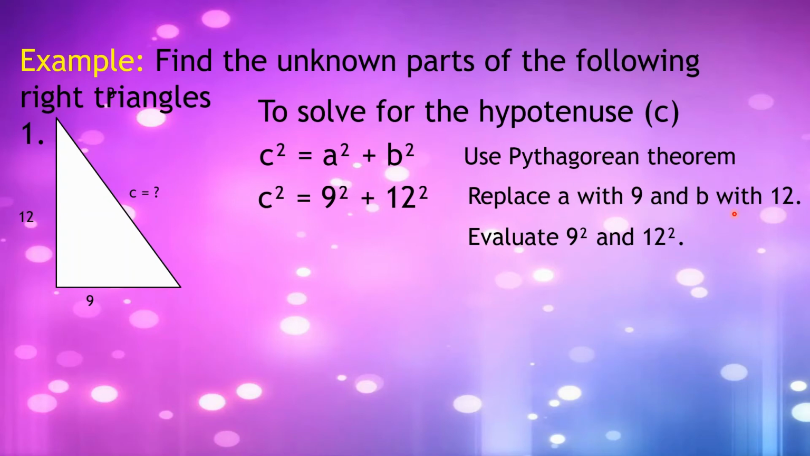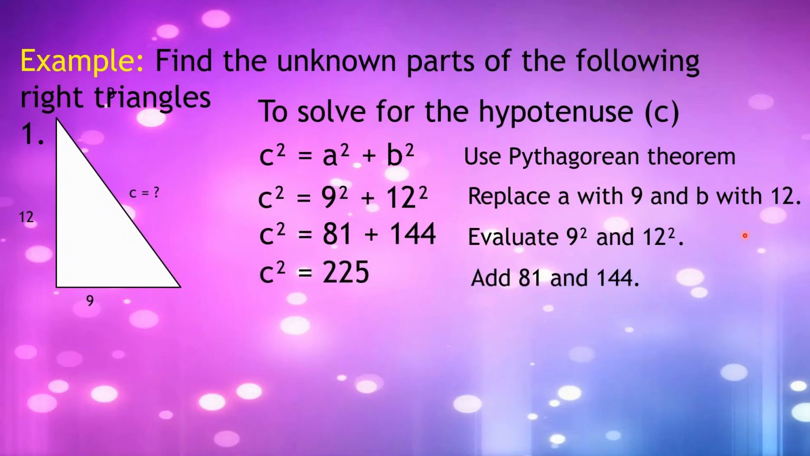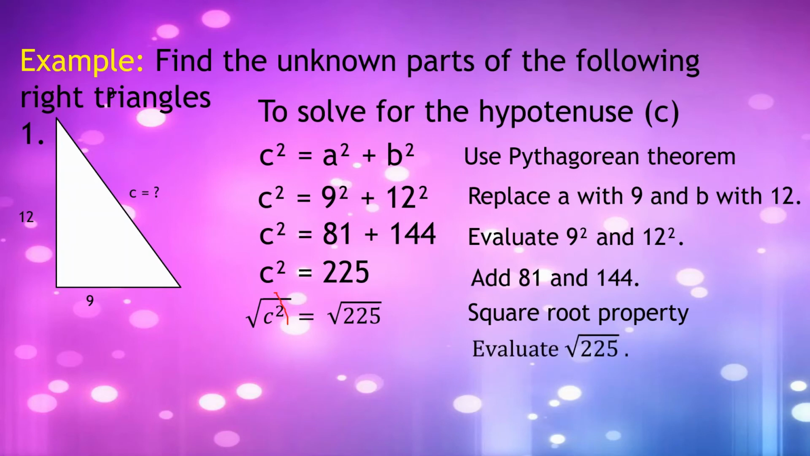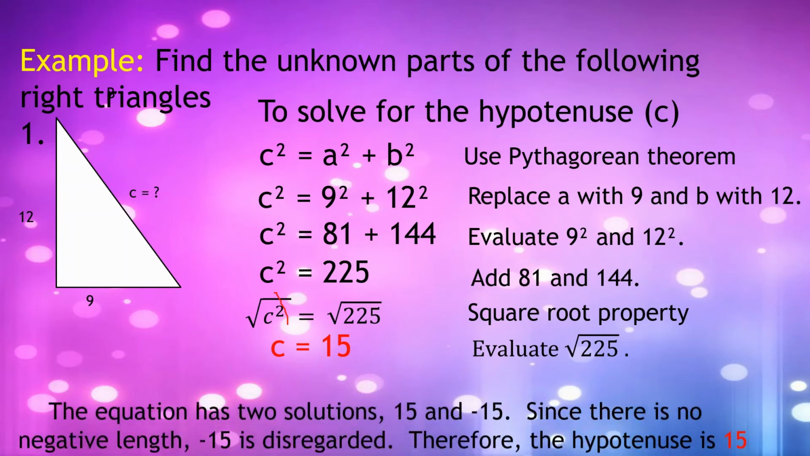Then evaluate 9 squared and 12 squared. So 9 squared is 81 and 12 squared is 144. Then we combine: add 81 and 144, and that is 225. Then the square root property, meaning you write the square root sign on both sides, or extracting the square root, to cancel the squared and the square root. What is the square root of 225? C is equal to 15.